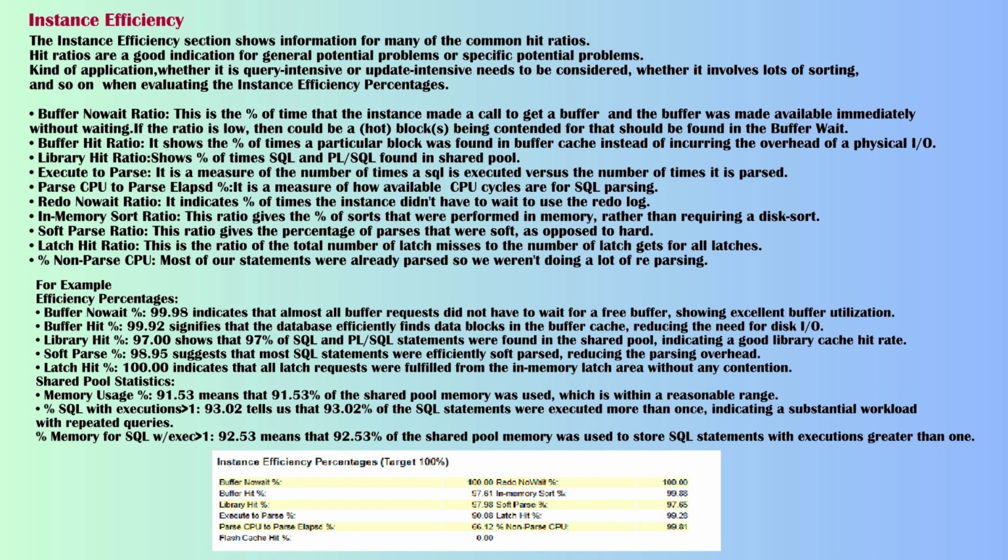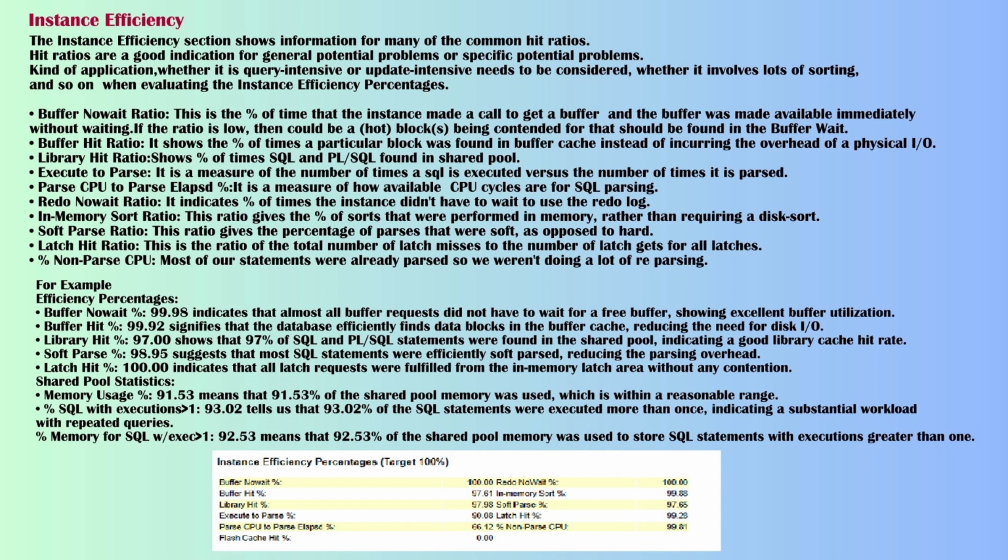Execute to parse. It is a measure of the number of times a SQL is executed versus the number of times it is parsed. If this value is negative, it means that the number of parses is larger than the number of executions. Parse CPU to parse elapsed percent is a measure of how available CPU cycles are for SQL parsing. This percentage we'd like to see near 100. If it's not, then something stopped us from getting access to the CPU, i.e., it's an indicator of possible contention.